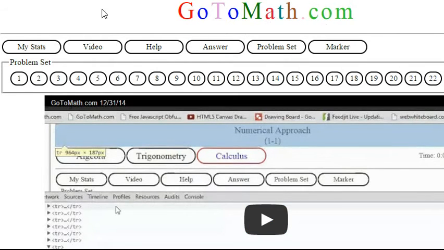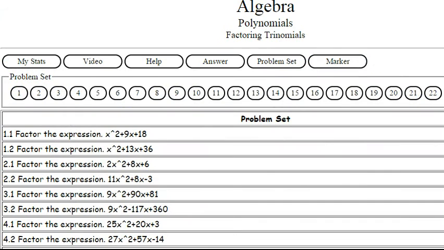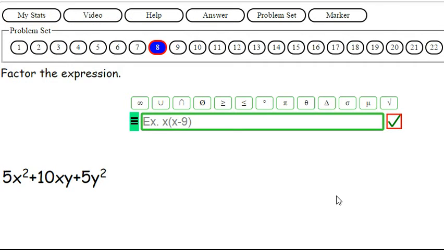Okay, we're over here at gotomath.com. Click on the algebra. Let's go down to factoring trinomials. And I guess we're looking at 8.1 this time. 8.1. So we have 5x squared plus 10xy. Whoa, we've got another variable in this problem other than just x.